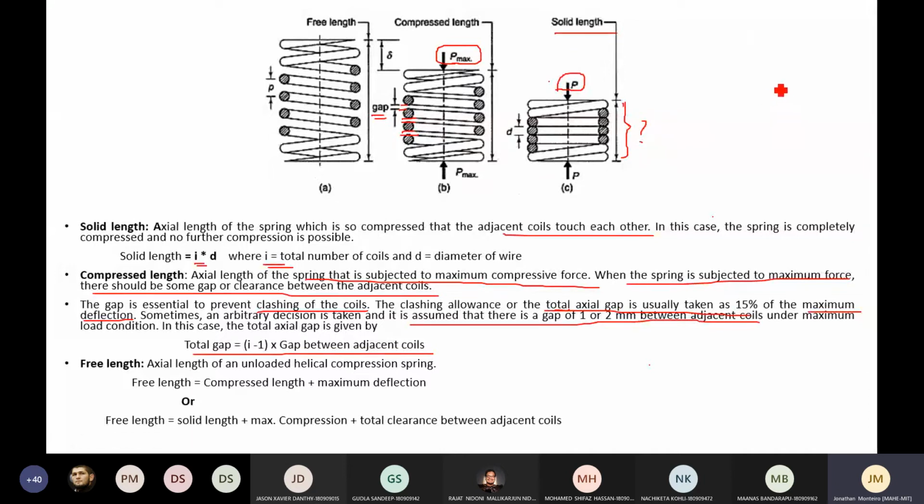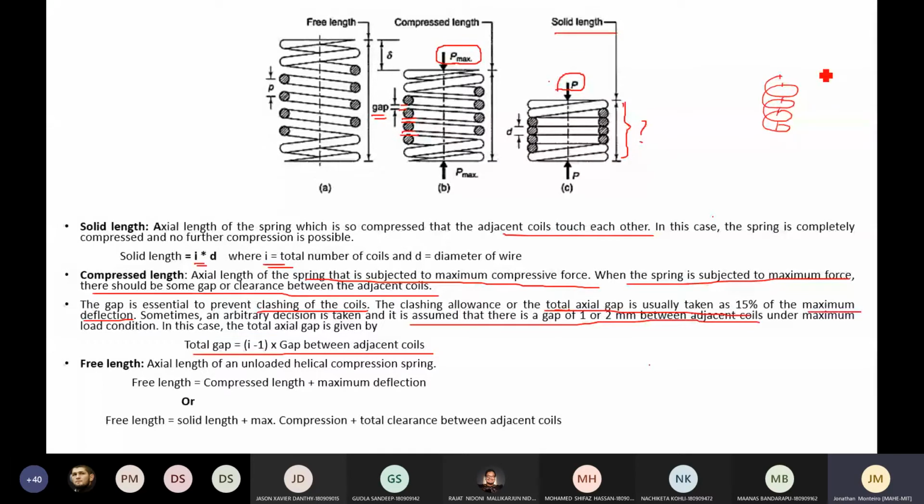What is that one coil? For example, you start from here. This is one coil. Then the second coil will be from here to here. This is the second coil. This is the third coil, fourth coil, and so on. Now there are 4 coils here.